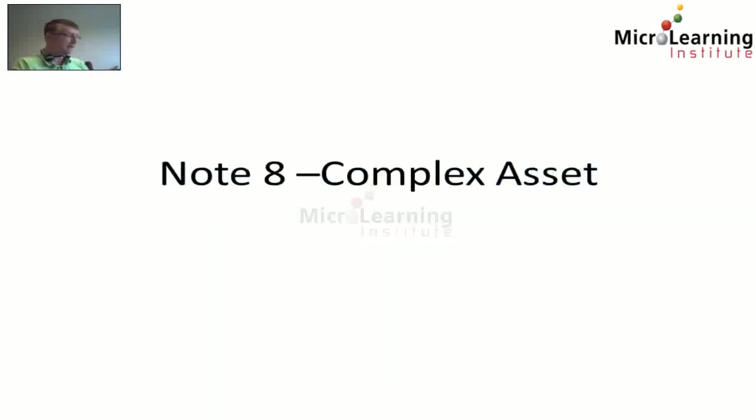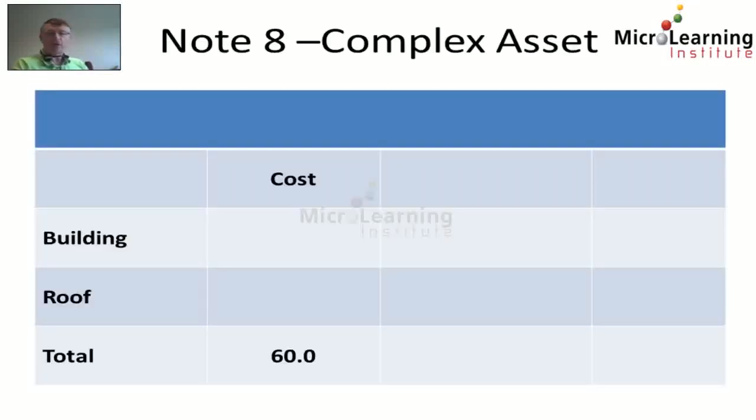Next up, we have a complex asset in Note 8. And we're told that we acquired a factory on the 1st of January 2013 for 60 million. Now we're told the factory had two components, one a building and one a roof. We're told that the roof had a cost of 5 million. So consequently, the remaining element of the 60 million, that is 55 million, must relate to the building. Of course, we now need to consider the depreciation charge. Now the roof has no residual value, and again its useful life is deemed to be 5 years. So the depreciation relative to the roof in any 1 year is $1 million.